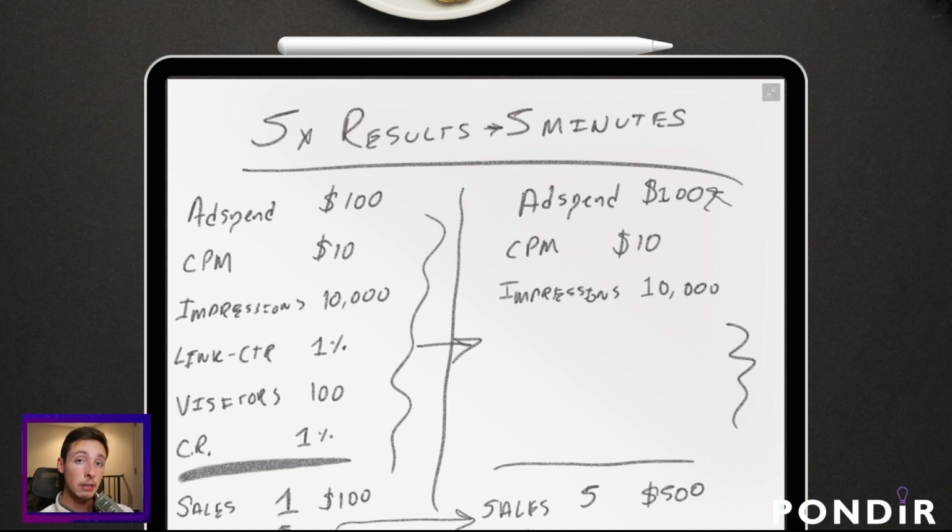You have to use your link click-through rate. And let me show you how this works. And I'm going to explain how you can actually make this change. But first, I want to show you how the data works.